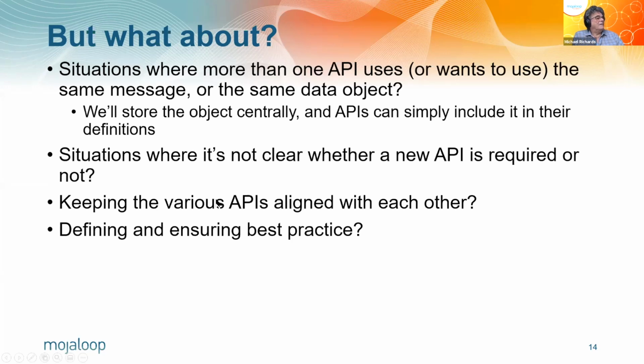So, where more than one API uses the same message, we would store the object centrally, and the APIs can simply include it in their definitions. The API definitions are standard Swagger definitions, Open API 3 definitions. So, of course, they can include definitions from elsewhere, and that's how we would plan to use the same data object in different APIs.